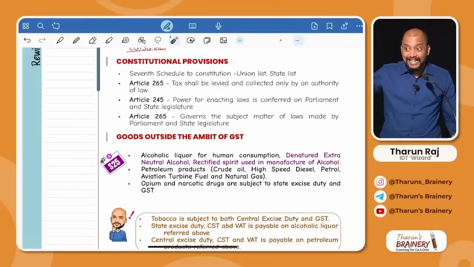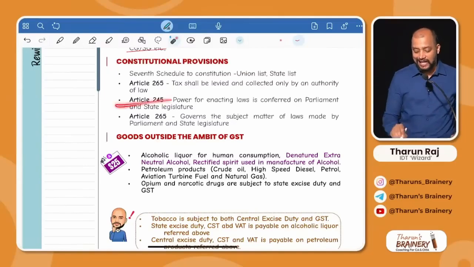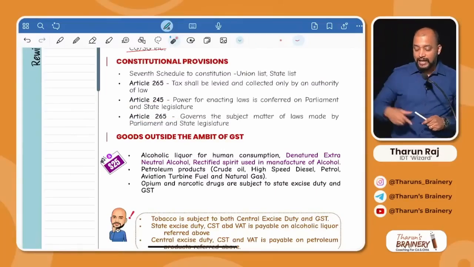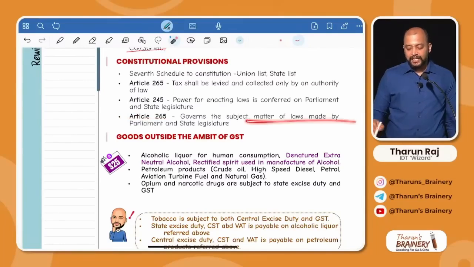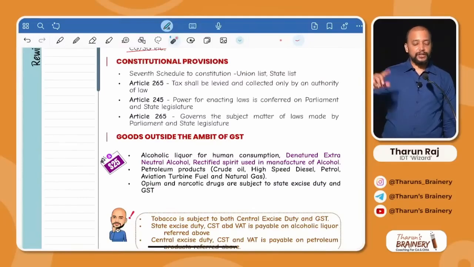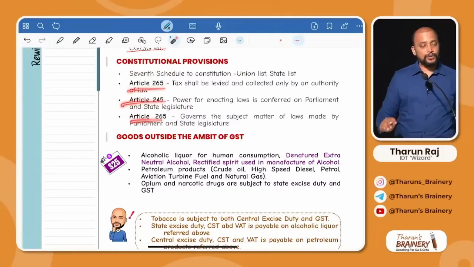And the law is made by the state legislature, that is assembly, where both ruling party MPs and opposition MPs will be there, and in state assembly both ruling party MLAs and opposition MLAs will be there. Law will be made only by parliament and state legislature, that is Article 245. Article 265, because all these in MCQs they can ask, okay. Article 265 governs the subject matter of laws made by parliament and state legislature. So whatever law is made by parliament and state legislature, those powers should be as per Article 265. So these are the two articles that you need to remember, Article 265 and Article 245.